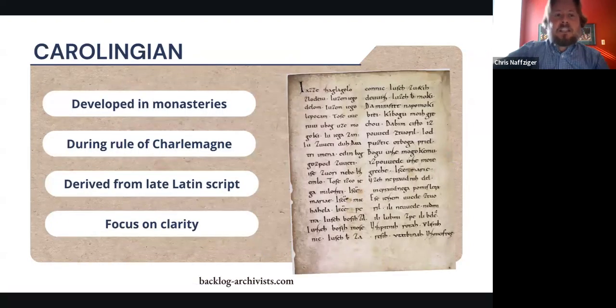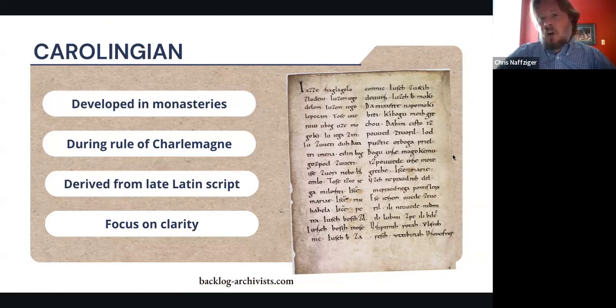So let's talk about Carolingian. It developed in monasteries during the reign of Charlemagne. Charlemagne is very important to understand. He was not actually very literate himself, but he understood the importance of literacy and the revival of ancient Greek and Roman literature. So he and his advisors believed that there would be great benefit in developing a new script that was very easy to copy and to write very quickly.